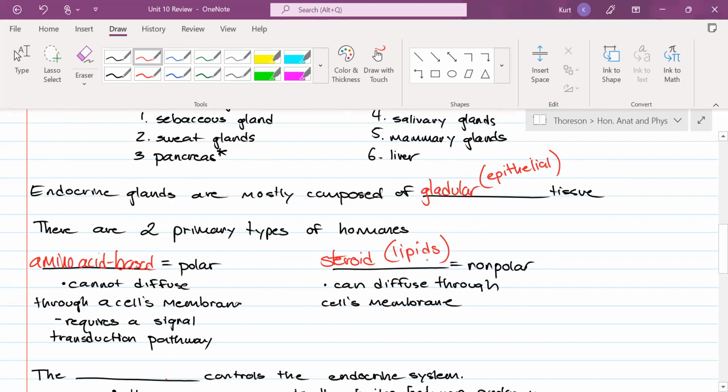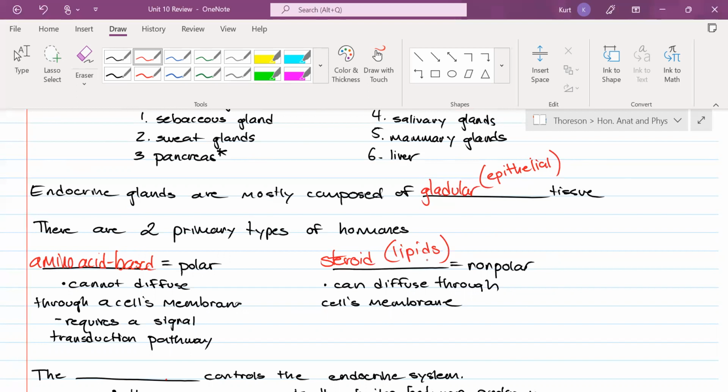Amino acid hormones cannot diffuse through your plasma membrane. Why not? Because Morgan says the plasma membrane is nonpolar. Your amino acid hormones are polar. Polar and nonpolar don't mix. That's why oil spills are such a disaster. Oil is nonpolar. Ocean water is polar. The two don't mix. Can steroids diffuse through the plasma membrane? Sure can. Non-polar and non-polar mix. Polar and polar mix. Just you can't do the opposites.